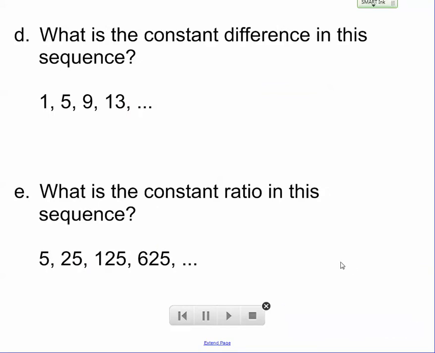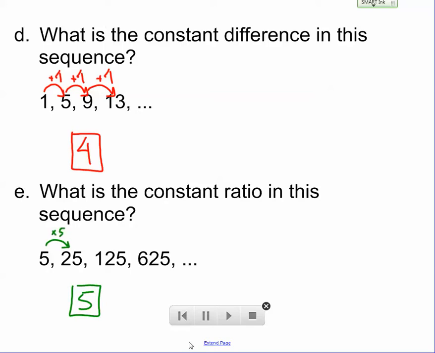Okay, what is the constant difference in this sequence? 1, 5, 9, and 13. I think you guys will quickly be able to identify that that is a difference of 4 between every single term. Okay, what is the constant ratio in this sequence? 5, 25, 125, and 625. Again, I think you'll quickly be able to tell, especially since I told you it was a constant ratio. It is a ratio of 5. Each term is being multiplied by 5 to get the next term. So if we wanted the next term after 625, we'd take it and multiply it by 5.